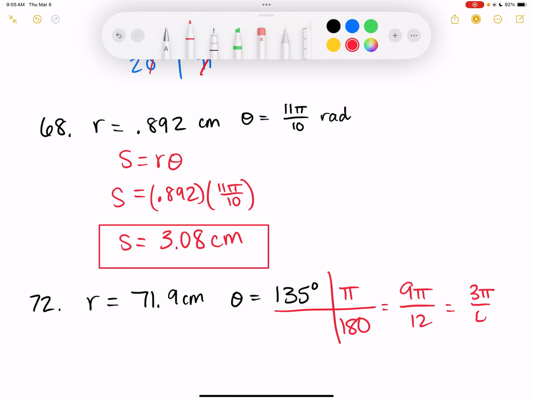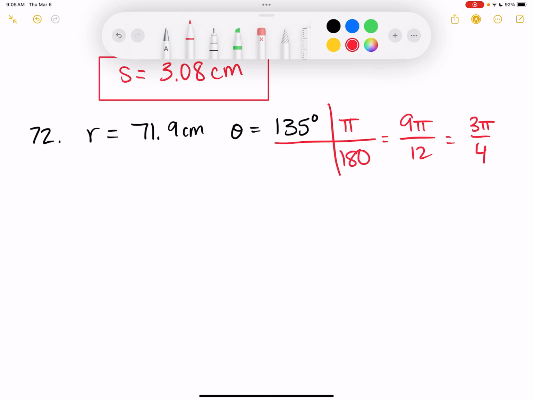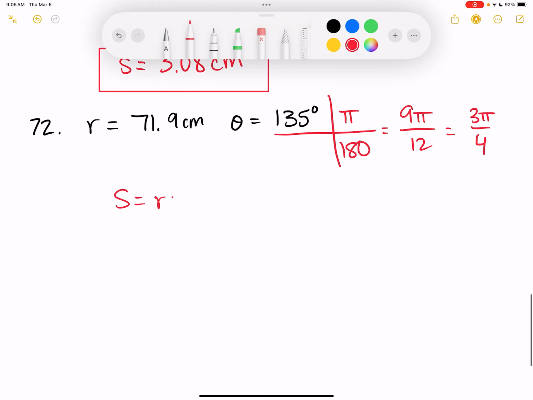And again, you don't have to show that if you have your unit circle in front of you or if you just know that value off the top of your head, but I'm just working it out so that we have a few more examples to look at of conversions. So S equals R theta. So S equals 71.9 times the theta value, 3 pi over 4. And then I just multiply that, so 71.9 times 3 pi divided by 4. And that gives me 169.41 centimeters.